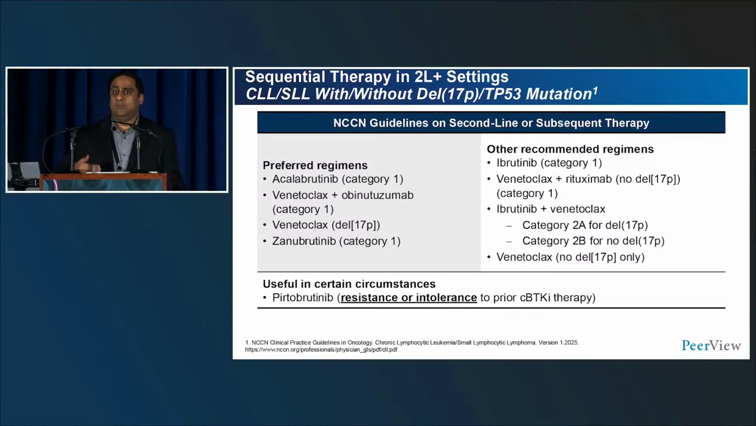What do you do then in the second or subsequent line of therapy? Again, depending on what you gave in the front line, you are more likely to use the opposite agent, so BTK following BCL2 or BCL2 following BTK inhibitor. And then there is some recommendation here for pirtobrutinib if you have intolerance or resistance to prior covalent BTKI.